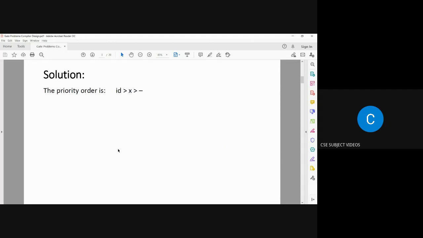Okay. Now come to our problem. Before going to our solution, we need to know the priority order. So ID is the highest priority among these three input symbols, and then the into multiplication symbol is higher priority than minus, lesser priority than ID. Then the minus symbol is the lowest priority among these three symbols.